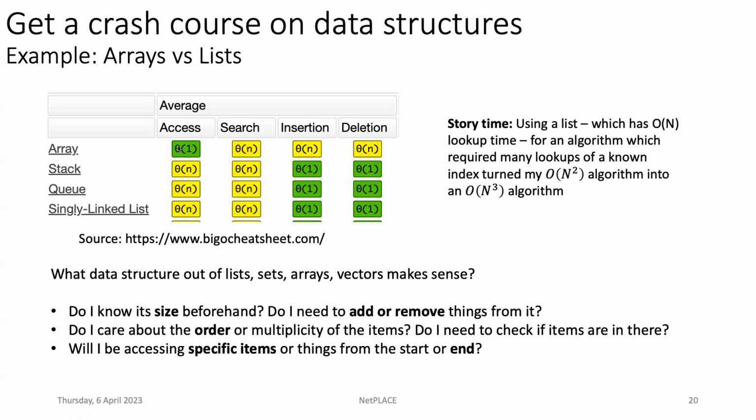Having read something like this, or learned a little bit about the data structures to use, you gradually grow the instinct, when you're making something that involves a collection of strings, integers, doubles, to start thinking: do I know its size beforehand? Do I need to add or remove things from it? Do I care about the order the items are in? Is its purpose for checking if an item is in that thing? Maybe you want to use something like a set. And will you be accessing specific items from that list, or just the start or end element?